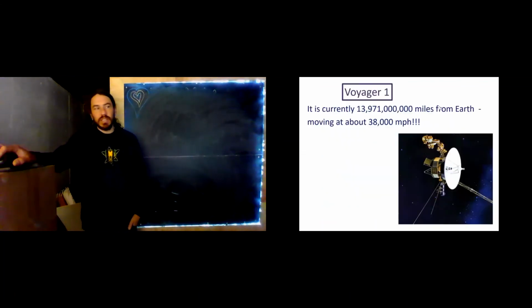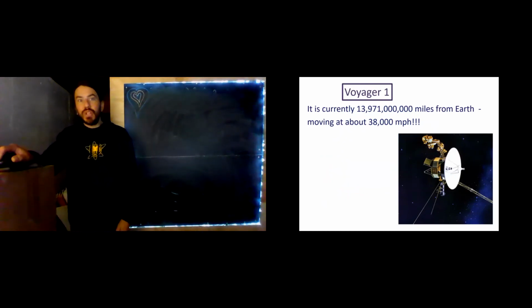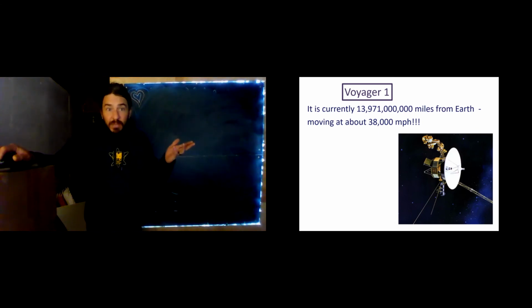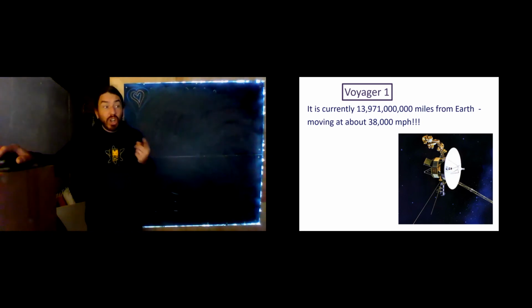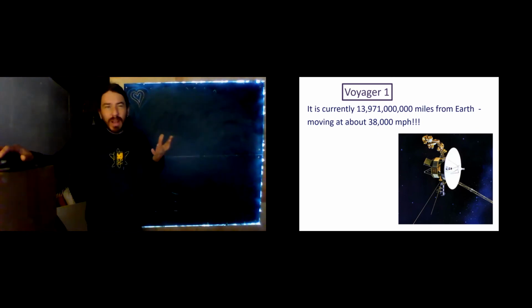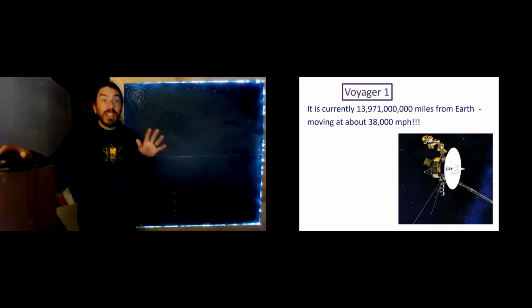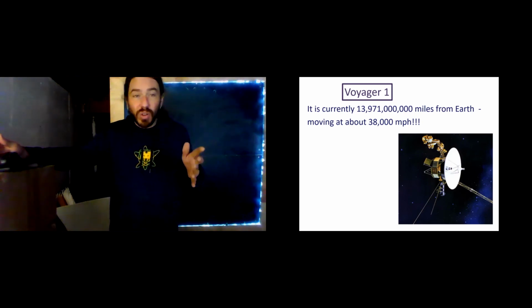Okay, here's another good example. This is an image of Voyager 1. Voyager 1 is the satellite, and it was launched in 1977, the same year I was launched. And it's currently moving at about 38,000 miles per hour away from Earth. I don't know, it's been about 5 years ago or something like that, NASA sent out a press release that Voyager had actually left our solar system.